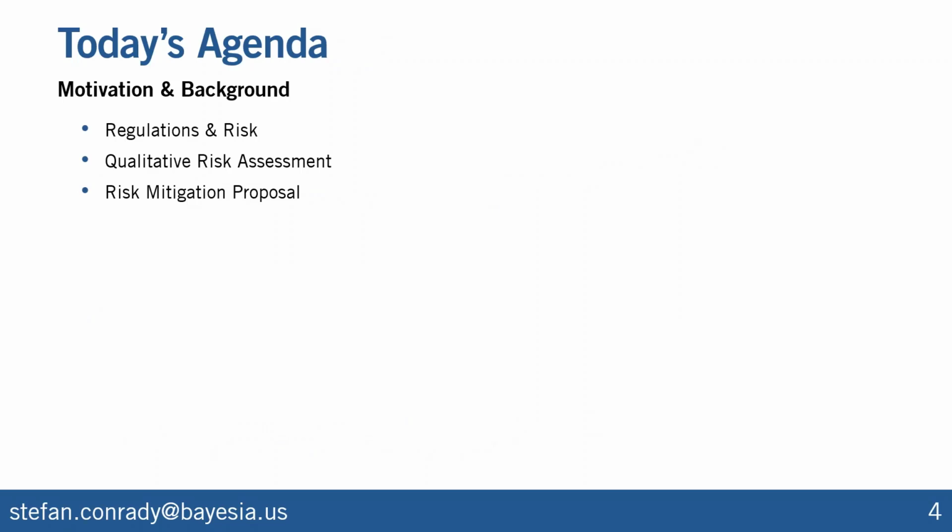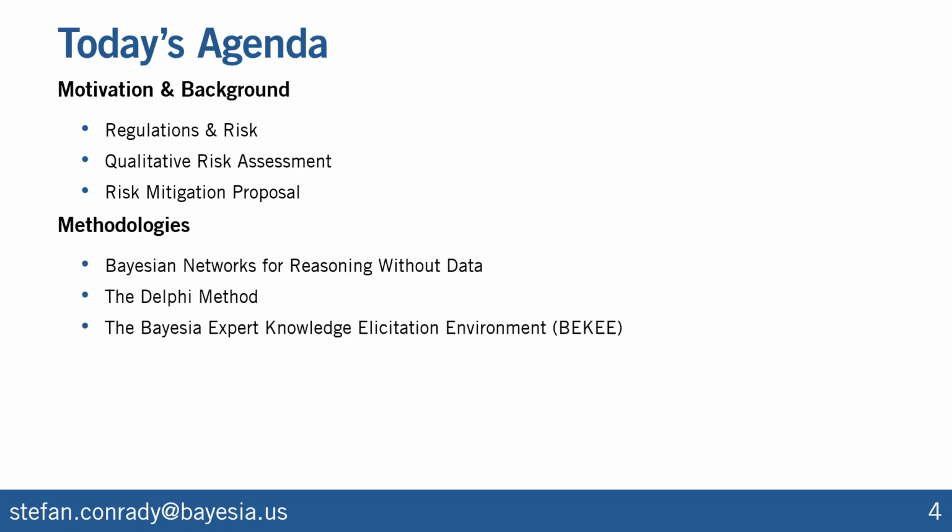So more specifically, today's agenda is as follows. We will start by talking about motivation and background. We'll talk about regulations and risk. We'll perform a qualitative risk assessment. And then there comes our central idea, a risk mitigation proposal. Then we proceed to methodologies. We will see how Bayesian networks fit into this situation, and how we can use Bayesian networks for reasoning without data.